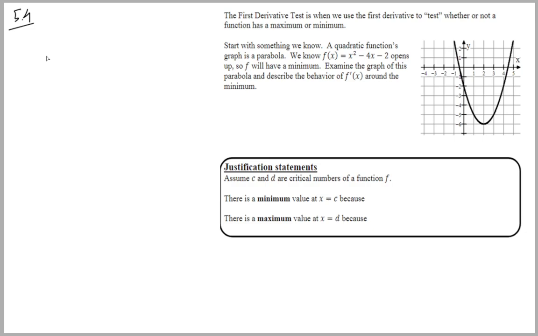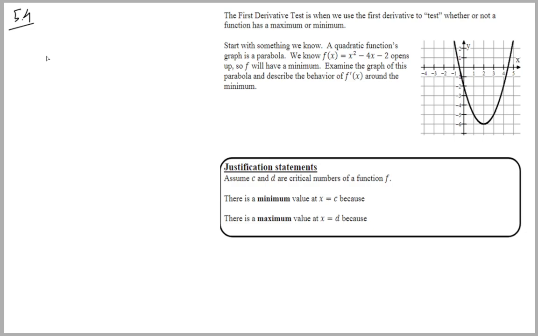Let's start with what we know. A quadratic function's graph is a parabola. We know that f of x equals x squared minus 4x minus 2 opens up. So f will have a minimum. Examine the graph of this parabola and describe the behavior of f prime of x around the minimum.